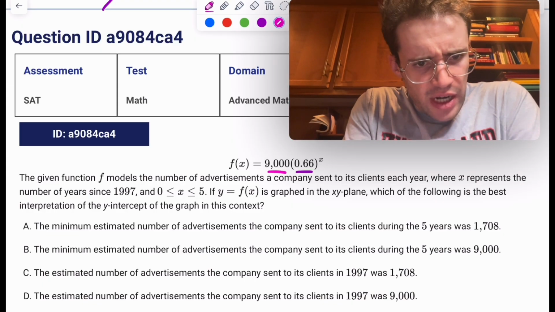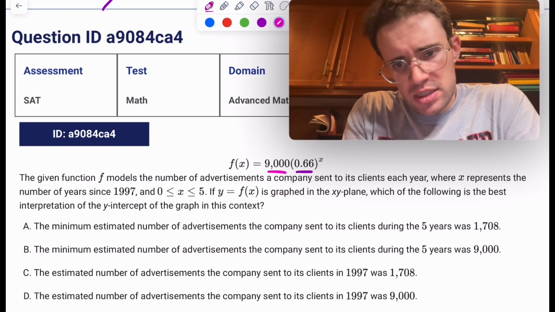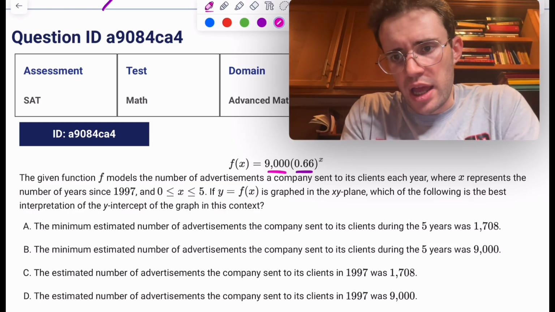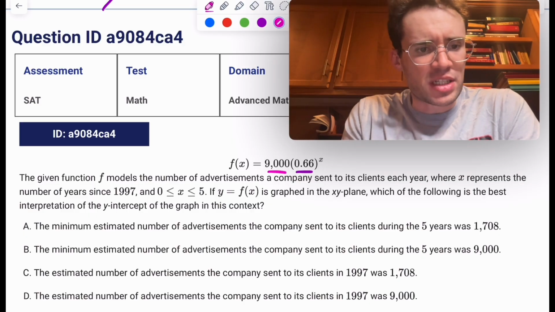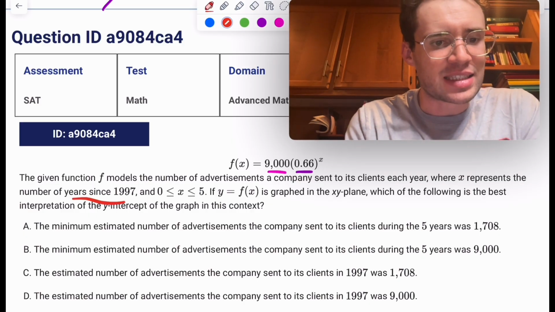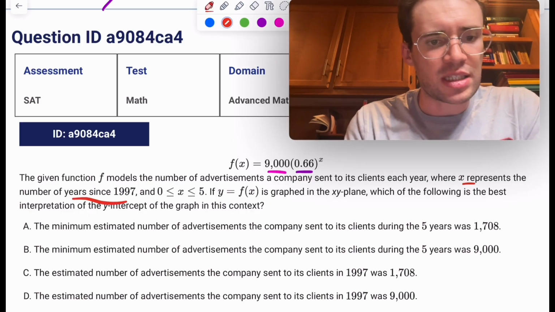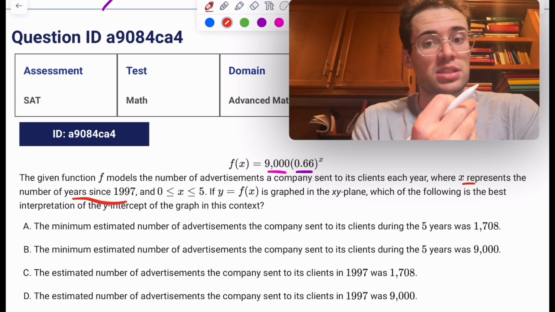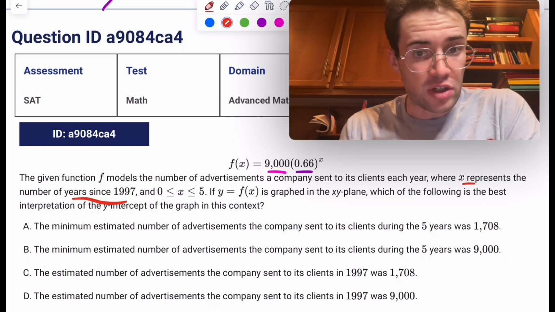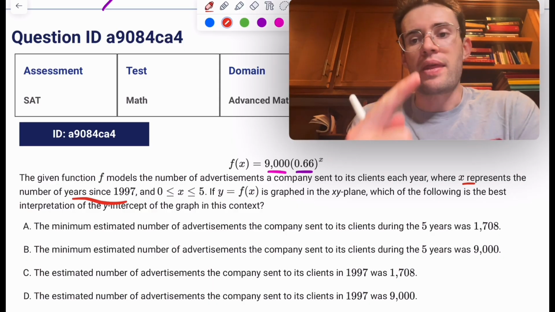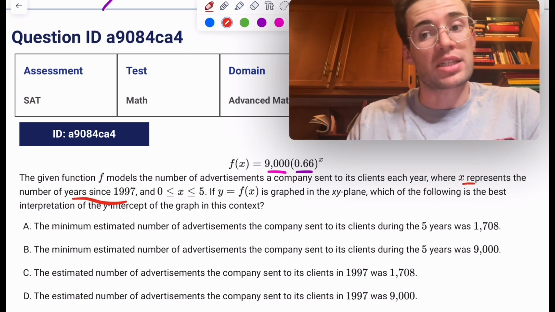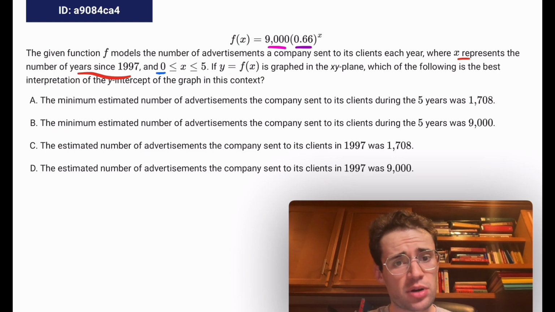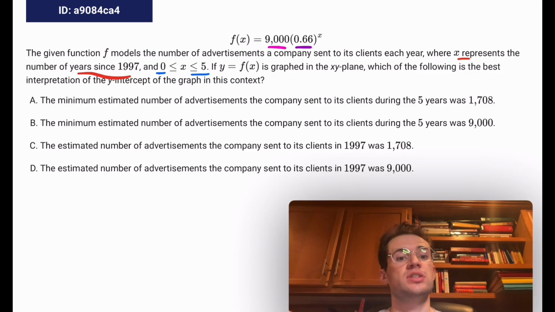So the given function f models the number of advertisements a company sent to its client each year, where x represents the number of years since 1997. So x is the years since 1997, which means that this 9,000, the initial value, is the number of advertisements in 1997, and then each year after that you're multiplying it by 0.66. And it says 0 is less than or equal to x is less than or equal to 5. So it only goes until 5 years after 1997. So it means it goes until 2002.